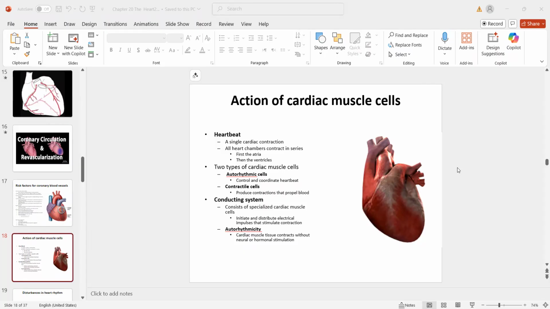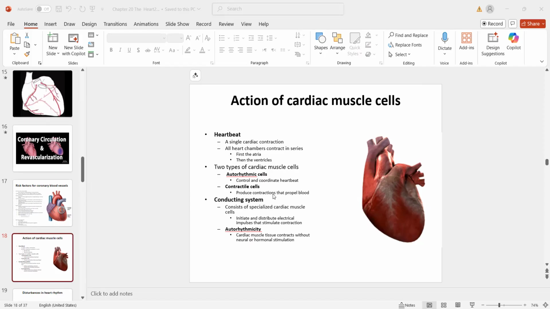In a single cardiac contraction called the heartbeat, all heart chambers contract in a series: first the atria, and then the ventricles. Two types of cardiac muscle cells are involved in a normal heartbeat. The first are specialized autorhythmic cells, pacemaker and conducting cells, which control and coordinate the heartbeat. And then we have contractile cells, which produce the powerful contractions that propel blood.